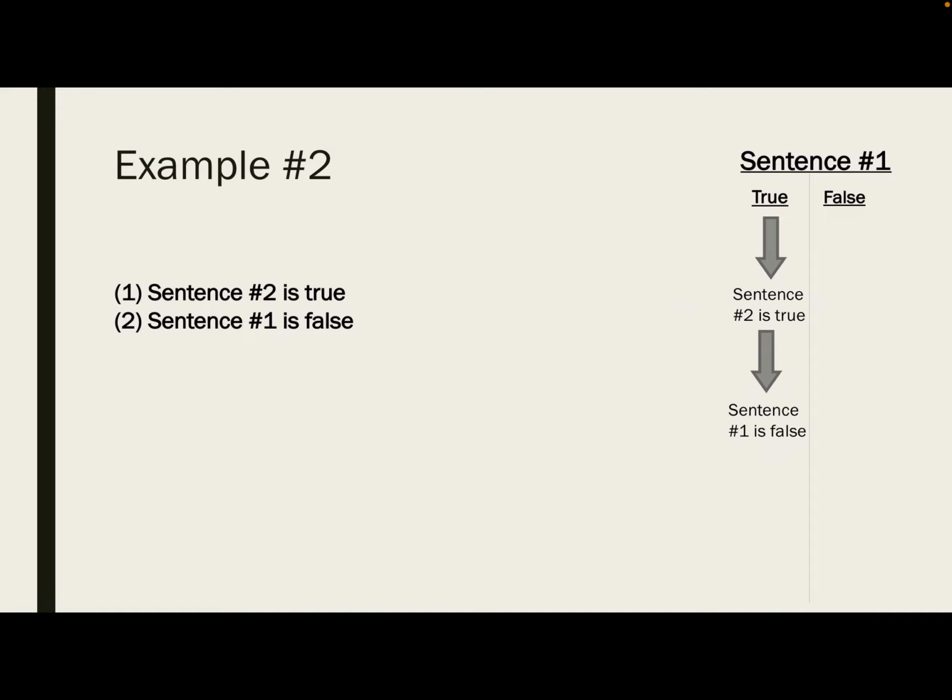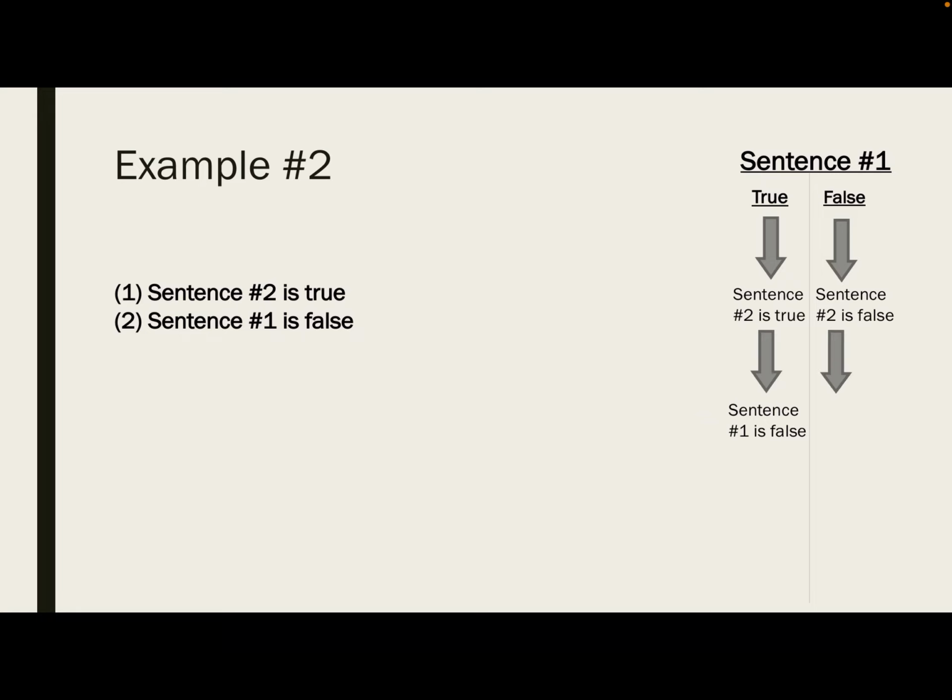Let's say sentence 1 is false. Well, if sentence 1 is false, sentence 2 is false. Why? Because like we said, if something's not true, it's false. There's no middle ground. If it's not true, it's false. If it's true, it's true. If it's not true, it's false. So sentence 2 is false if sentence 1 is false.